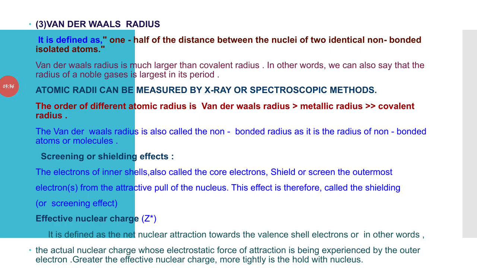Third, van der Waals radius. It is defined as one half of the distance between the nuclei of two identical non-bonded isolated atoms. Van der Waals radius is much larger than covalent radius. In other words, we can also say that the radius of noble gases is largest in its period.